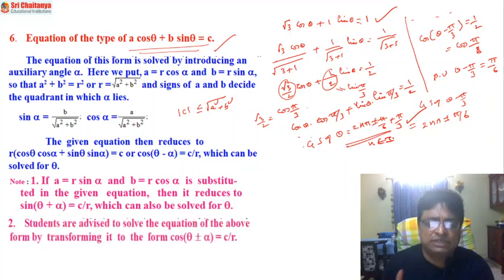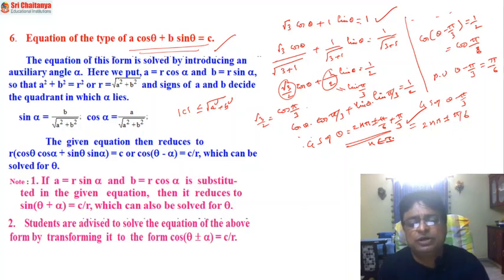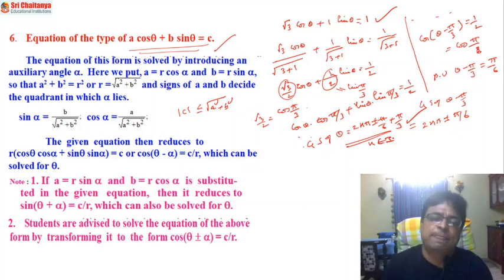But my suggestion is what? Students are advised to solve the equation of the above form by transforming it into cos theta plus alpha or cos theta minus alpha equal to some constant. That constant always lies between the closed interval minus 1 comma 1. Please don't forget that important issue.